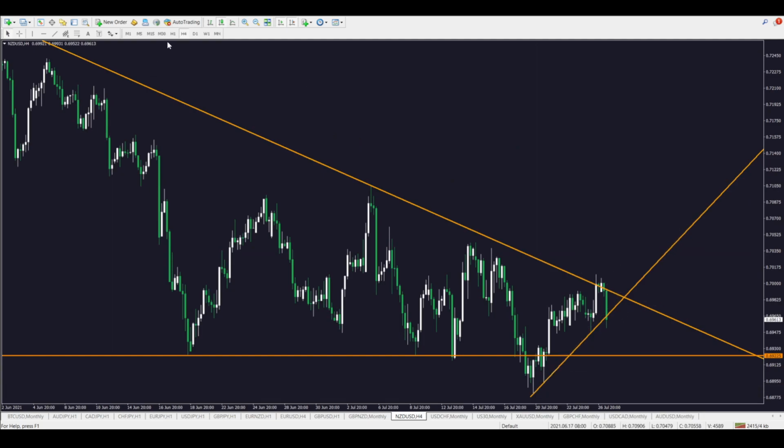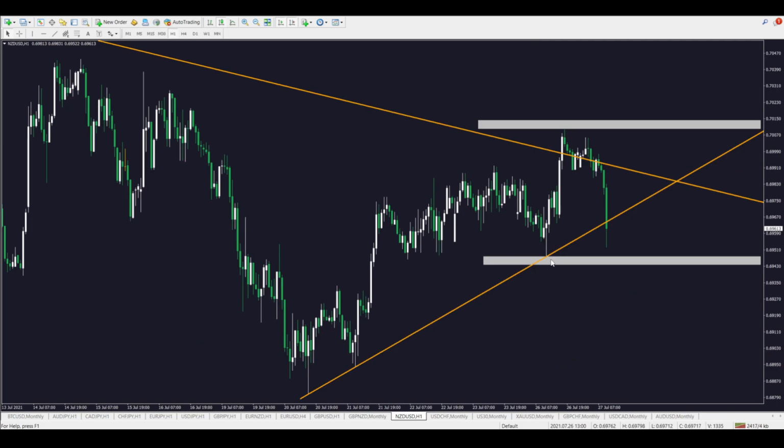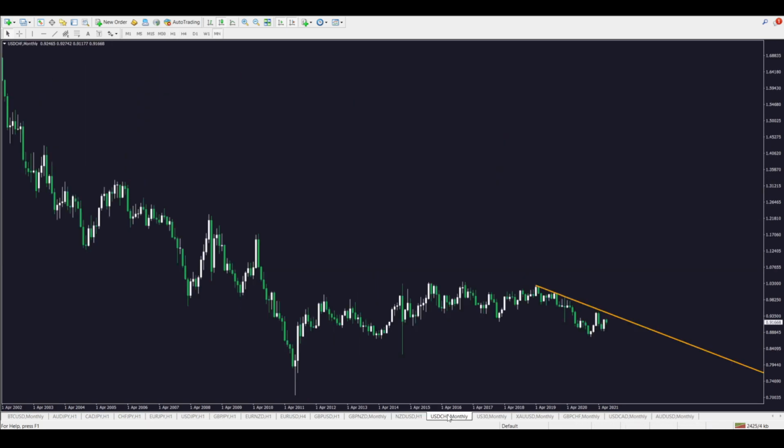Bullish. Yeah, so for me, if I get a break below this area without price going above this area, I would sell. And if I get a break above this area without price going below this area, I would sell. Yeah, simple. On to USD Swiss.